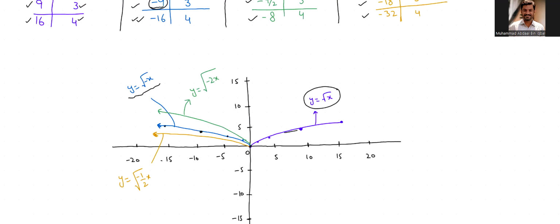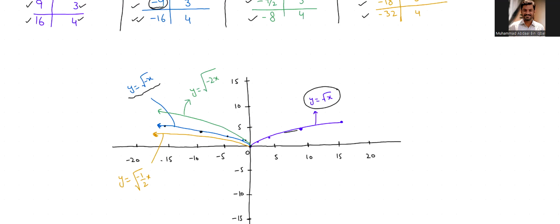Now we are moving to y is equal to square root of -2x. If we plug in 0, we get 0. This is the main common point of all of these graphs. Okay, if we plug in -1 over 2, we get 1. For -2, we get 2. For -9 over 2, we get 3. For -8, we get 4. So this is the graph of y is equal to square root of -2x.